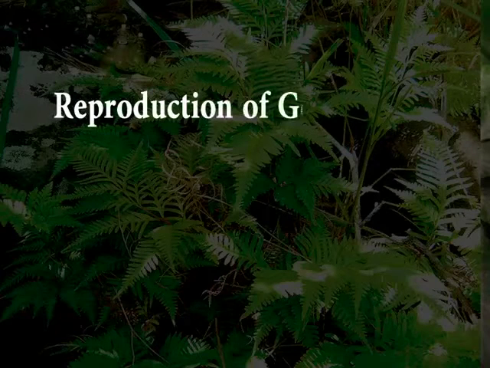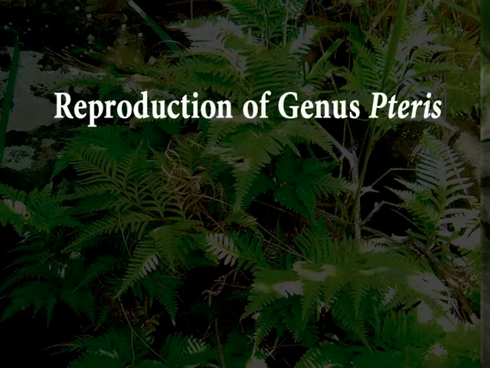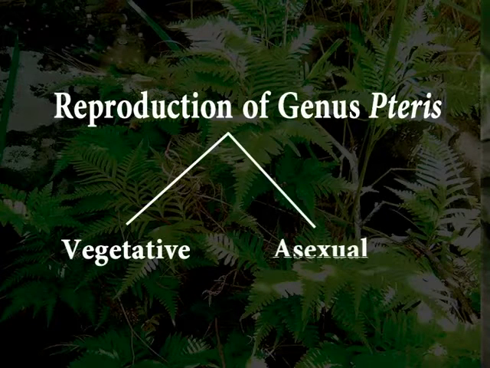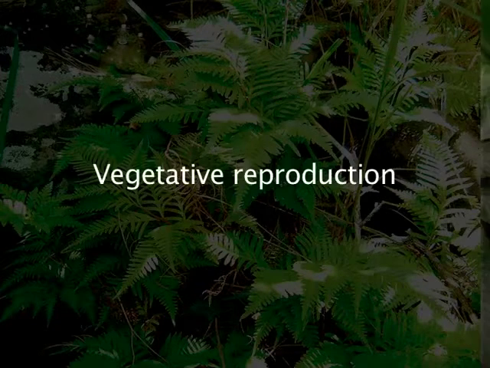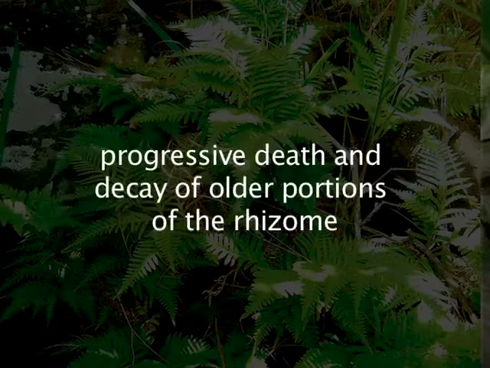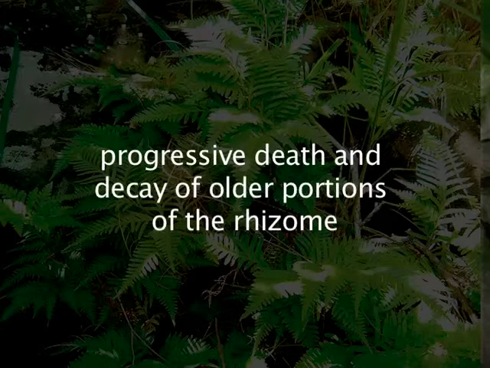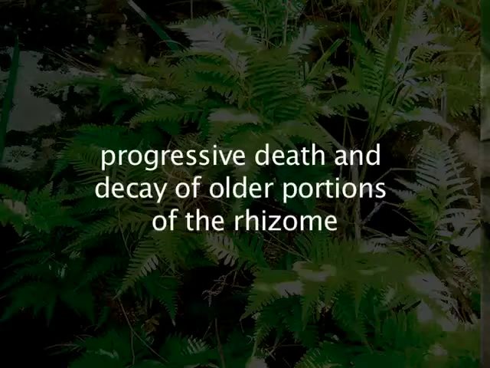The reproduction of genus Pteris. The Pteris sporophyte reproduces vegetatively and asexually. First, the vegetative reproduction. It takes place by progressive death and decay of older portions of the rhizome. When the decay reaches the point of branching, the main axis and branch get separated and grow as individual plants.